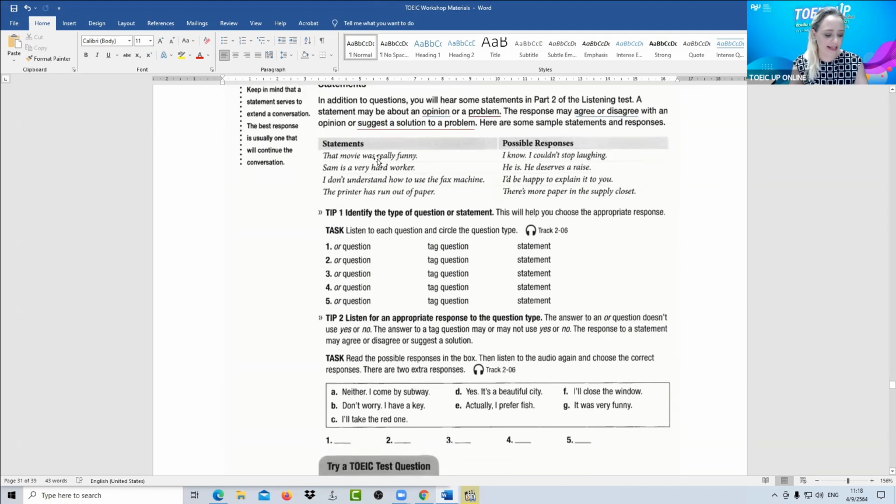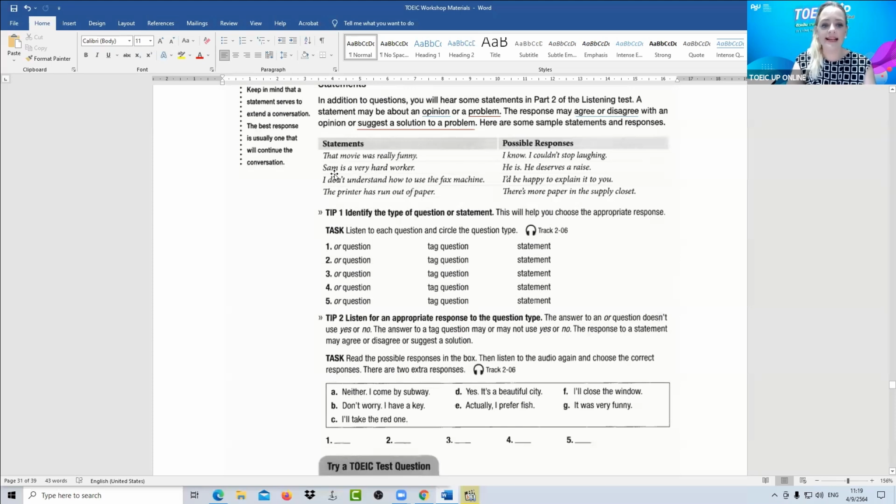That movie was really funny. Possible responses, I know, I couldn't stop laughing. So this is an opinion. Not everybody will think the movie is funny. So this response is agreeing to this person's opinion. If someone said that movie was really funny, you could say what? I didn't think so. That means you disagree.